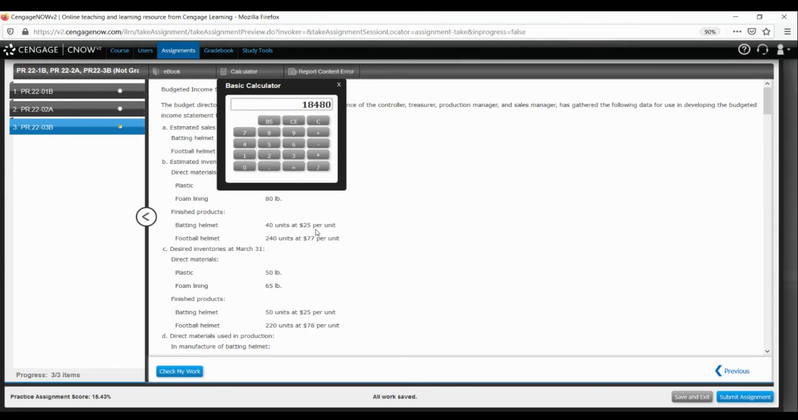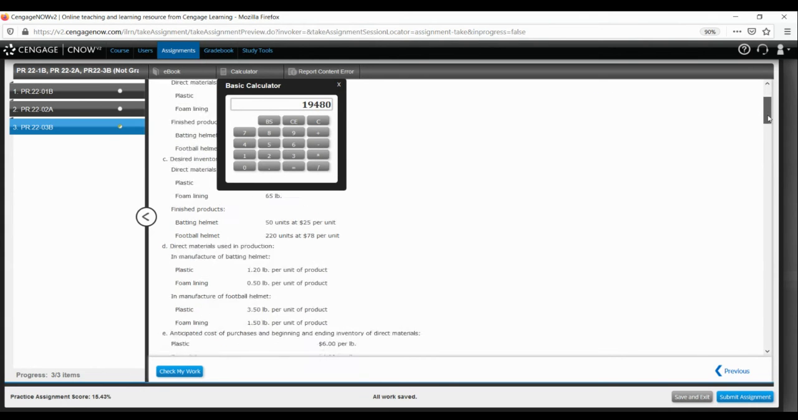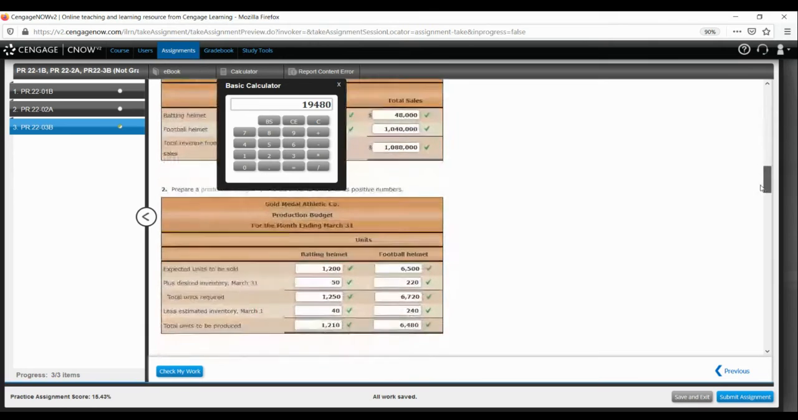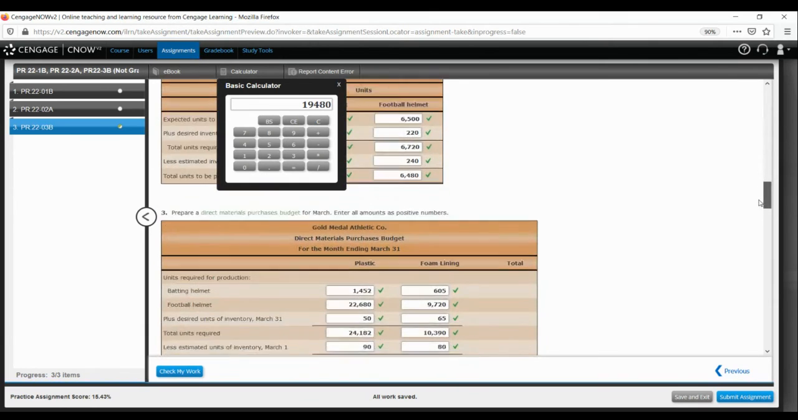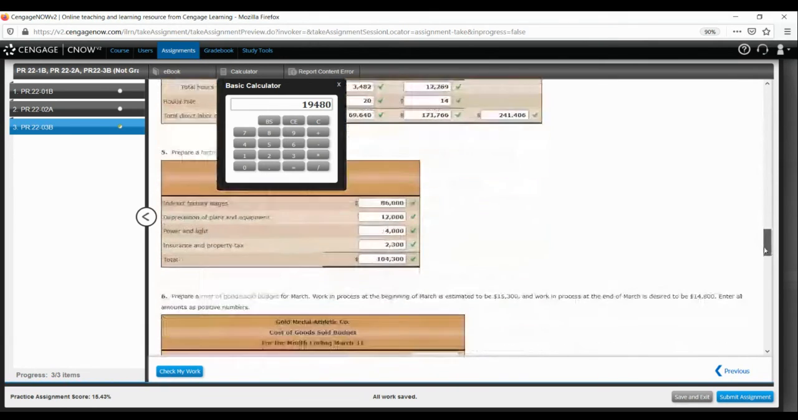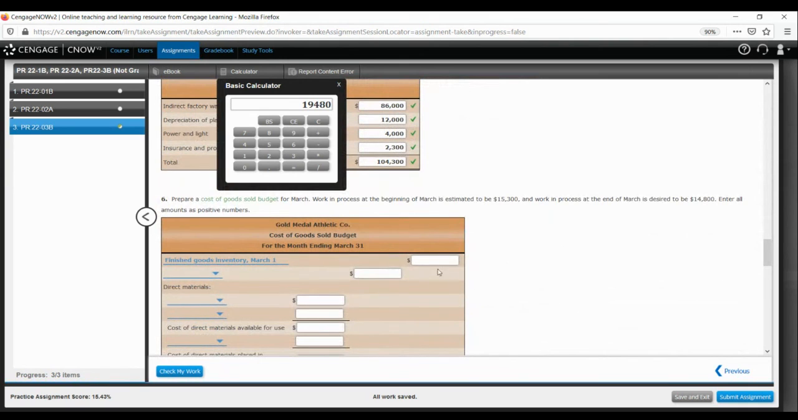You've got to combine it with this amount here of 40 units at $25 each. And that would amount to $1,000. So I'm going to add $1,000 to this to get the total beginning inventory of 19,480 that goes into the cost of goods sold budget.